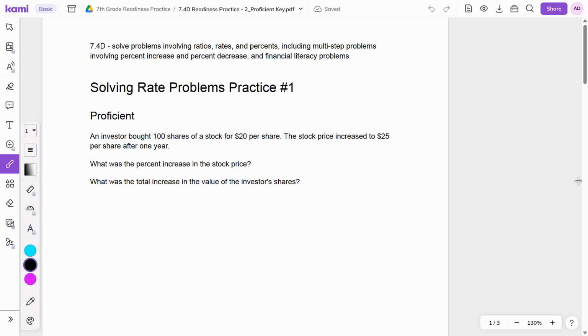Today we are looking at the 7th grade concept of solving rate problems. This is 7.4D Readiness Practice, the Proficient version.